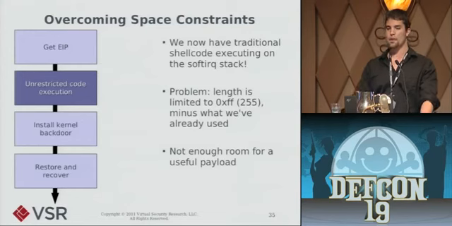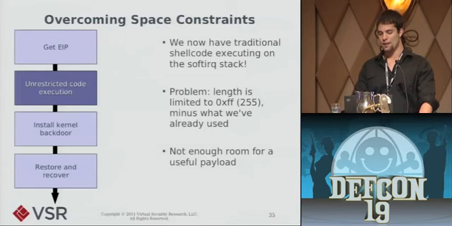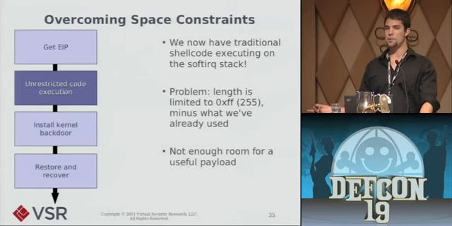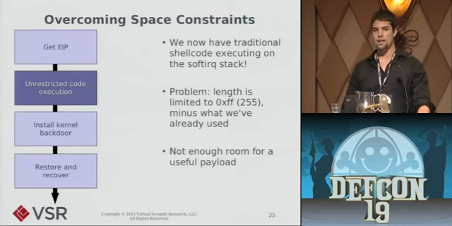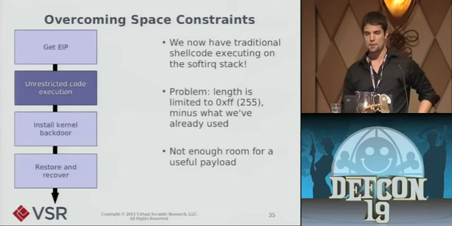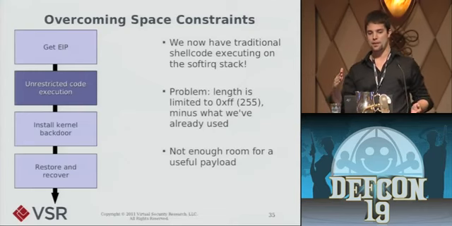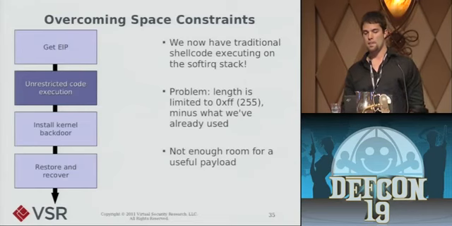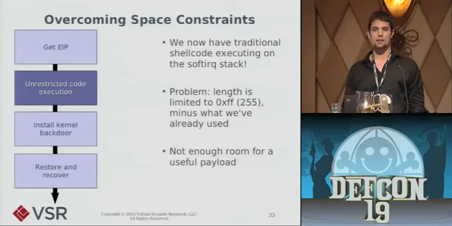So at this point, we are running shellcode on the soft-IRQ stack in kernel mode. Great. But we've got a problem. The amount of data that we could have copied into our overflowed region is limited to 255 bytes, just by nature of the particular bug that we're exploiting. And we've already used a whole bunch of that to get up to the save return instruction. We've used more for our root payload. So we're running very low on space, and kernel payloads can be quite big, so we really need to overcome that space constraint.